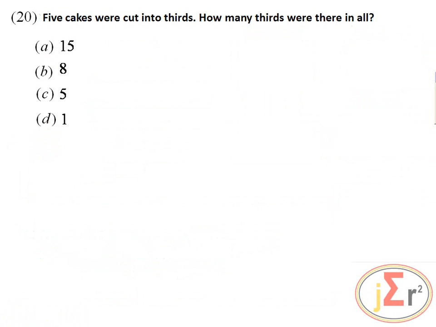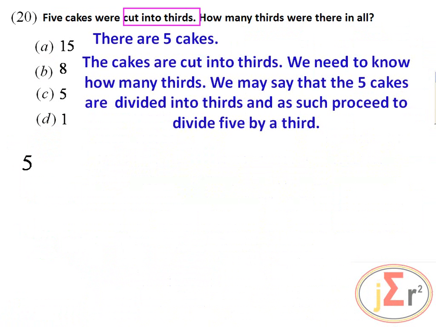5 cakes were cut into thirds. The same problem. What do we make of it? There are 5 cakes cut into thirds. The cakes are cut into thirds. We need to know how many thirds. We may say that the 5 cakes are divided into thirds, and as such proceed to divide 5 by a third, or 5 by 1/3. So the cakes are cut into thirds, and we need to know how many thirds we have there. Therefore, we need to divide whatever number of cakes we have by 1/3.